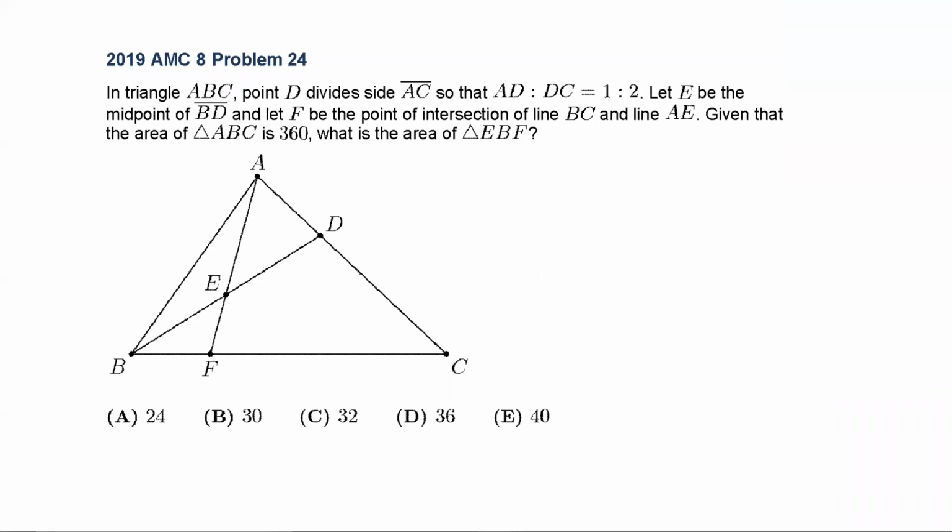Okay, so in triangle ABC, point D divides side AC so that AD to DC is equal to 1 to 2. Let E be the midpoint of BD, and let F be the point of intersection of line BC and line AE. Given that the area of triangle ABC is 360, what is the area of triangle EBF?